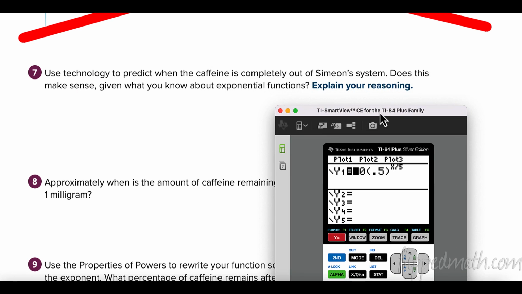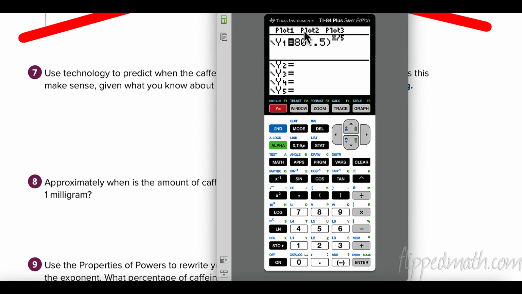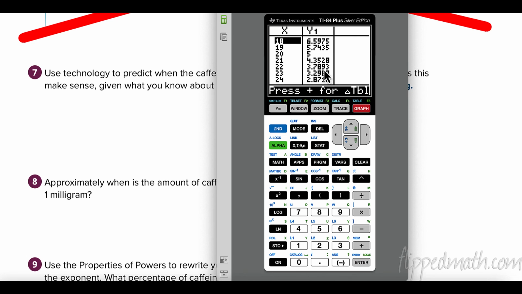All right, so the question asks, when is it completely out of the system? So I put it in here. I'm going to go to my table, second table. I want to look to see when it hits 0, when it crosses over to 0. So I'm already at 18. Now you can see it's decreasing by half every time. And it gets real close to 0, right?